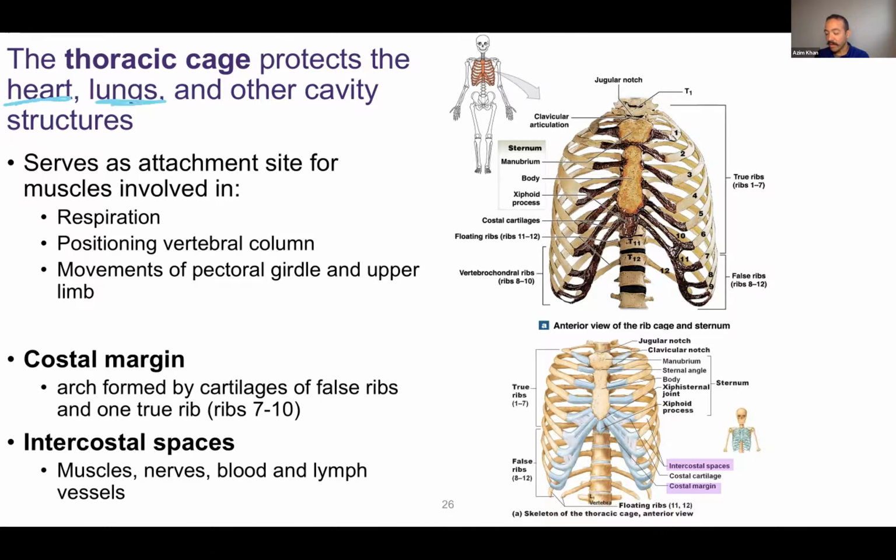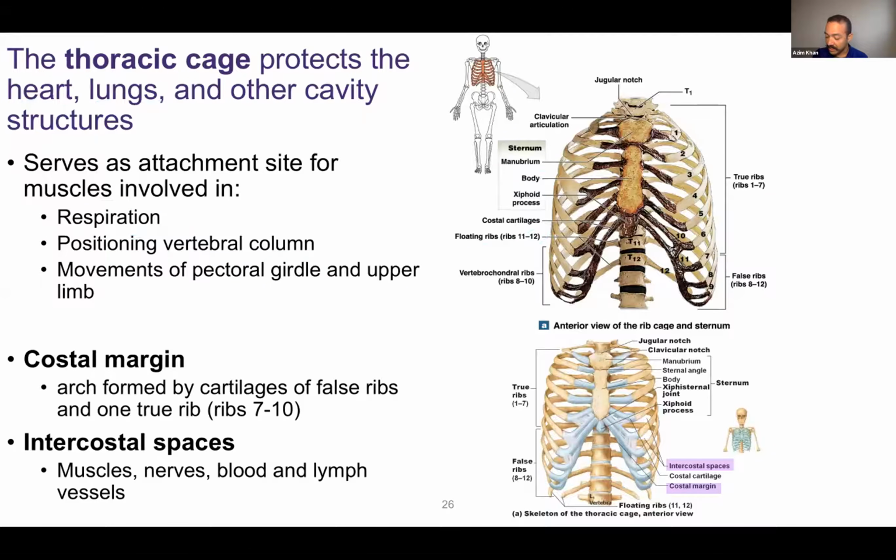By having ribs, by having a cage-like structure, this allows for expansion and recoil of our thoracic cage. It allows for us to breathe, for us to respire. And there are muscles attached to the ribs that allow for movement for breathing. There are muscles that allow us to position our vertebral column attached to the thoracic cage. And we'll see later how this is important for movement as well of our pectoral girdle and our upper limbs.